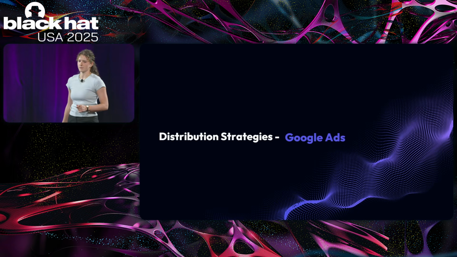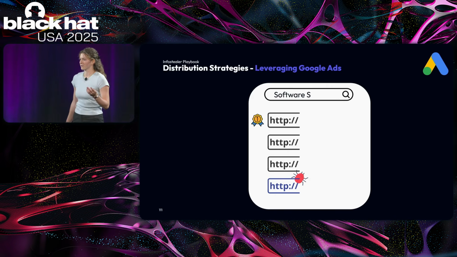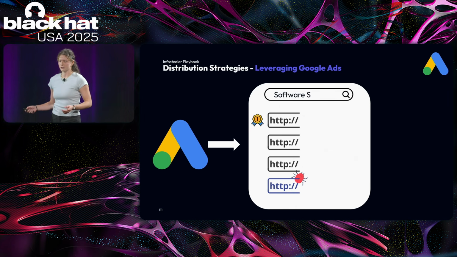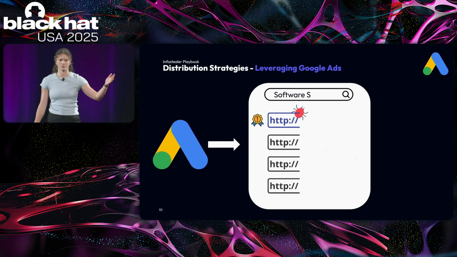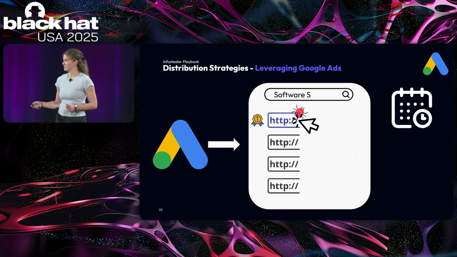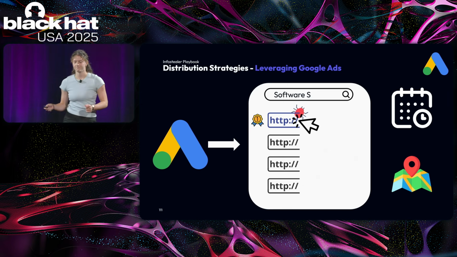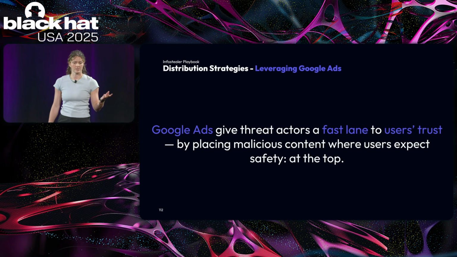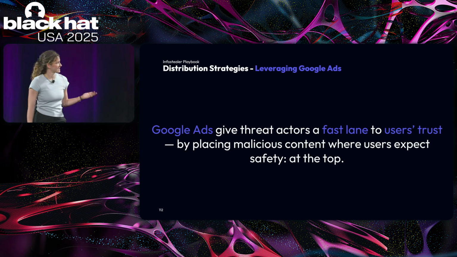The second distribution strategy we saw was leveraging Google Ads to sponsor malicious websites. I'm sure you're familiar with Google Ads. When a threat actor builds a malicious copy of a website, they leverage Google Ads to place it at the top of a user's results, so they're most likely to click on it. And that's a very interesting tool because you can target a time frame sometimes and even the location. Here Google Ads give the threat actors a fast lane to users' trust because they place malicious content where users expect safety, which is at the top of the results.